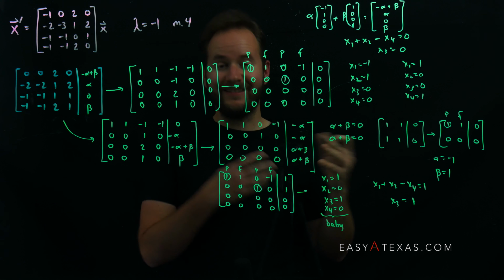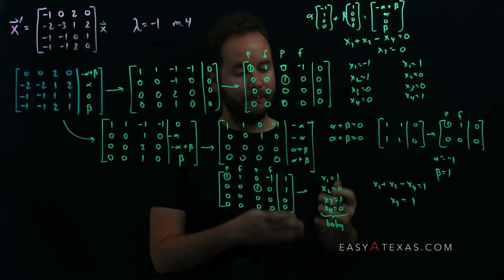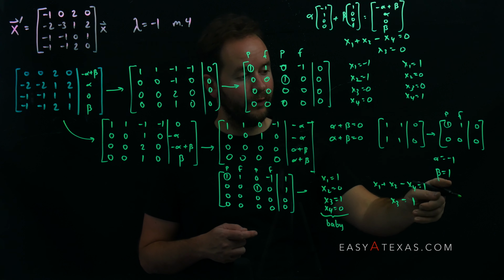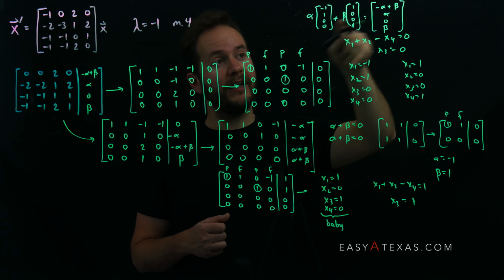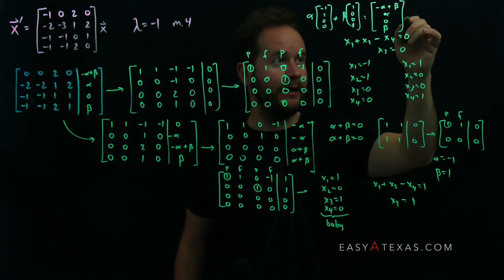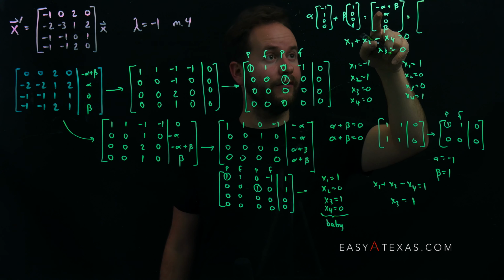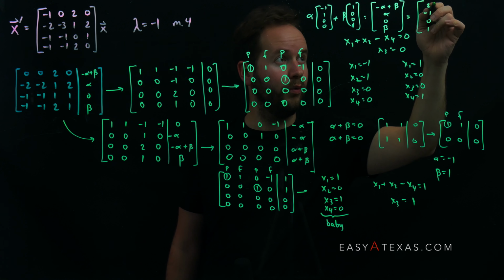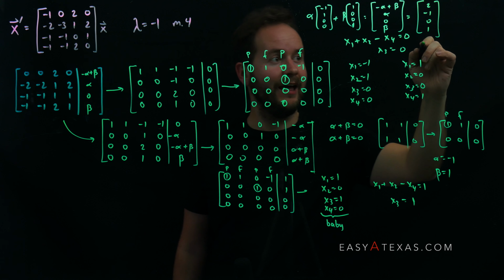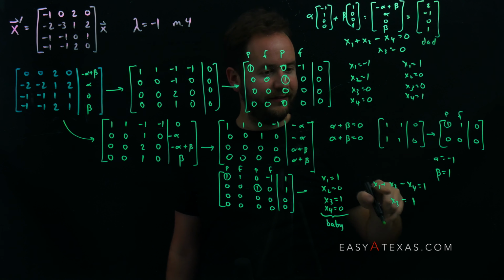I also need to find the dad eigenvector. The dad eigenvector I get by taking the value of alpha equals negative 1 and beta equals 1 and plugging it way back up here into where I got that linear combination of alpha and beta. Now when I do that, I get negative 1, which is 1 plus 1 is 2, negative 1, 0, and 1. And that gives me the dad eigenvector. So this is dad, this is the baby.